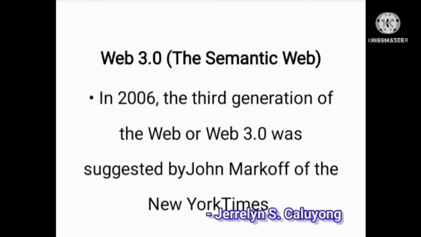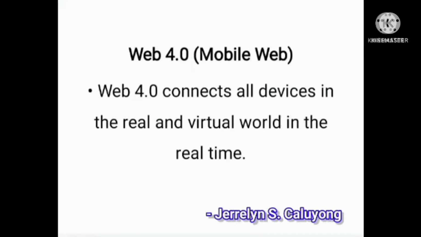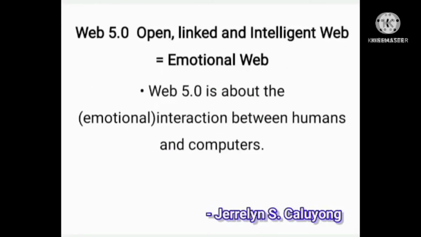Web 3 or the semantic web. In 2006, the third generation of the web, or Web 3, was suggested by John Markoff of the New York Times. Web 4 or mobile web. Web 4 connects all devices in the real and virtual world in real time. Web 5, the open, linked, and intelligent web, or emotional web. Web 5 is about the emotional interaction between humans and computers.